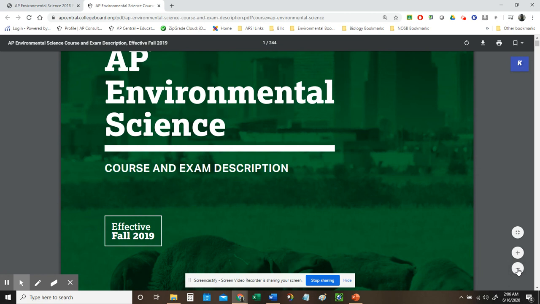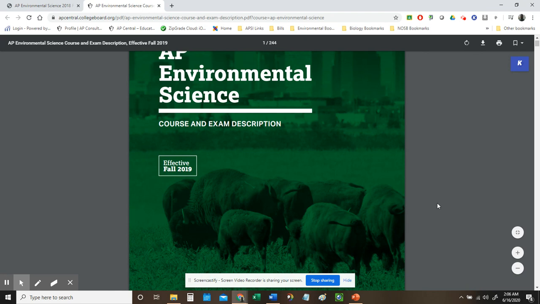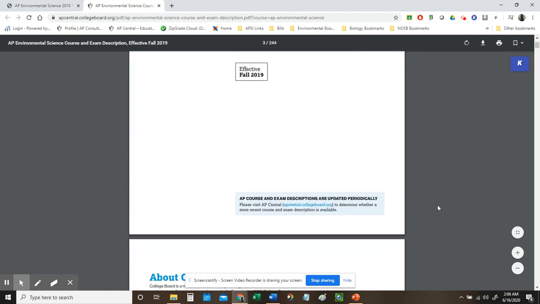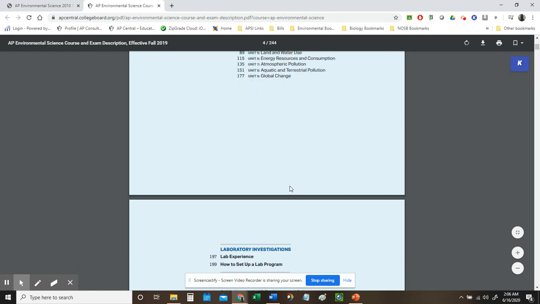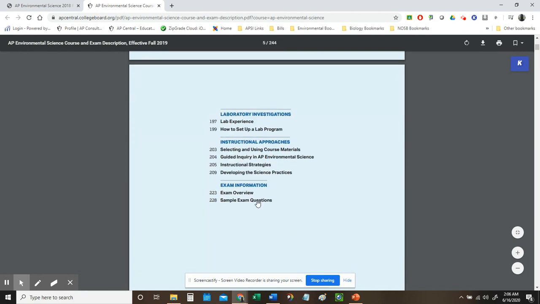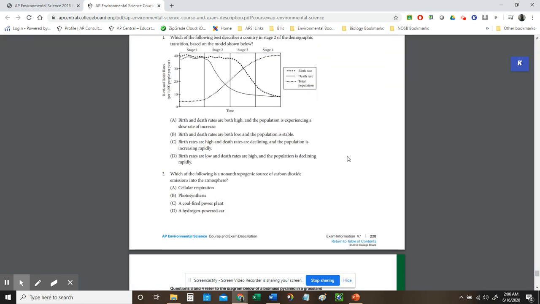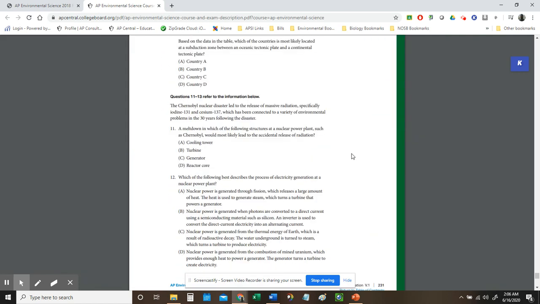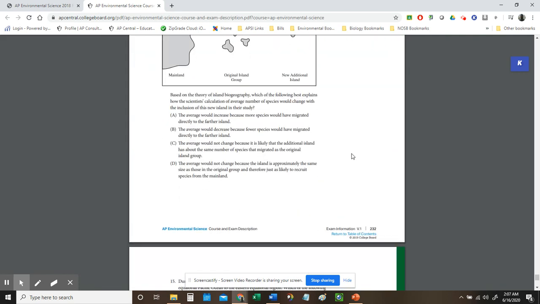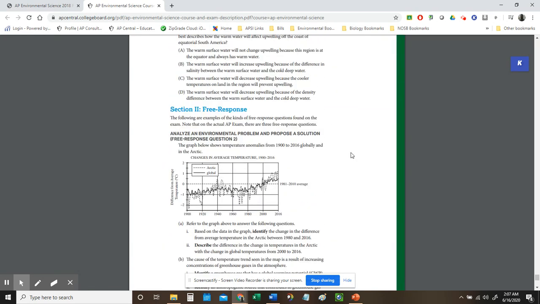So again, we're looking at our CED, that's our course and exam description, and we're going to go down to the exam in the table of contents and take a look at free response question type number 2. If we go down to sample exam questions on page 228 of your CED, it starts off with the multiple choice, which we won't go through right now. Right now we're going to be looking at free response questions. So down here on page 233, you will see question 2.